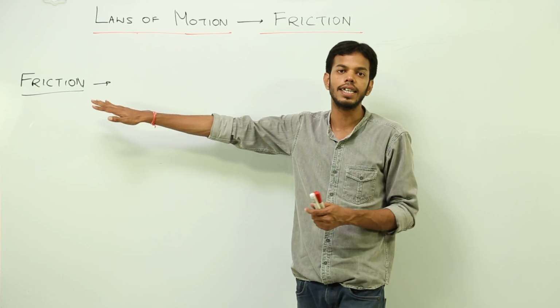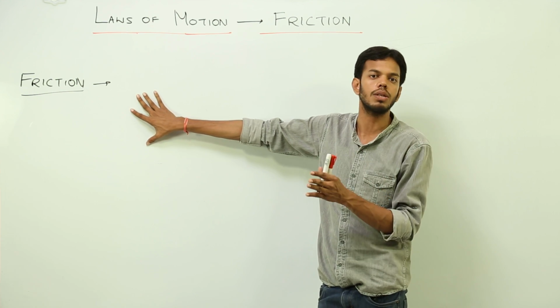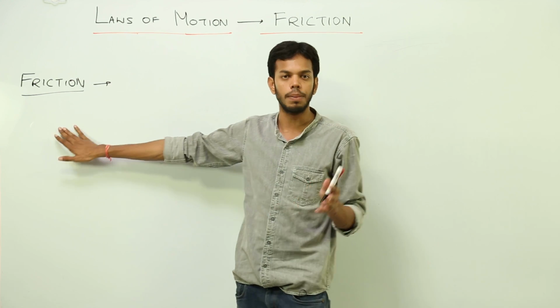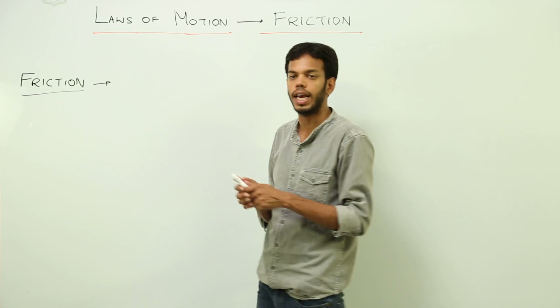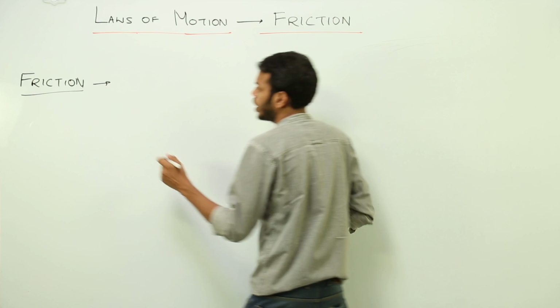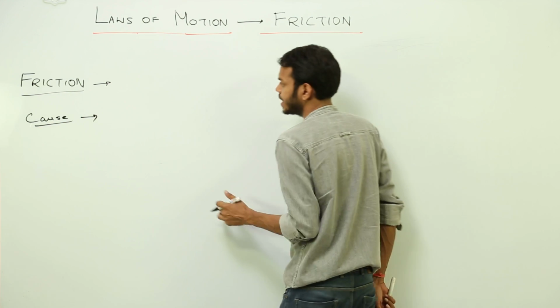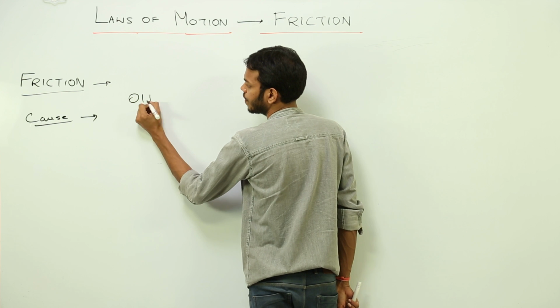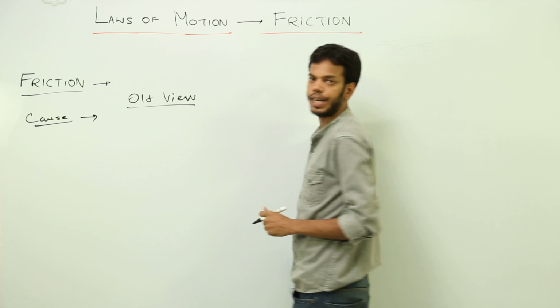So friction in reality is an opposing force. Opposing means it will always oppose the motion. It is an opposing force which comes into play when one body either actually moves or tries to move over another body. So what is the cause of friction? Alright, let's discuss the cause. There is an old theory; we'll discuss the old view first and why we discarded it.